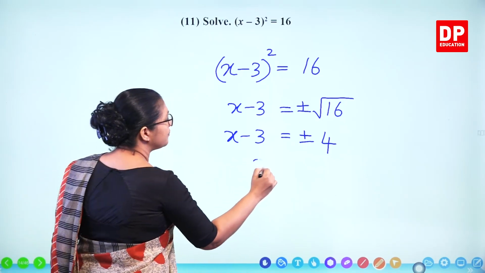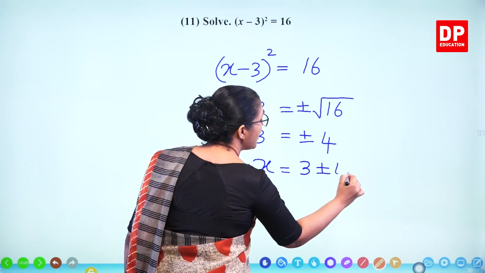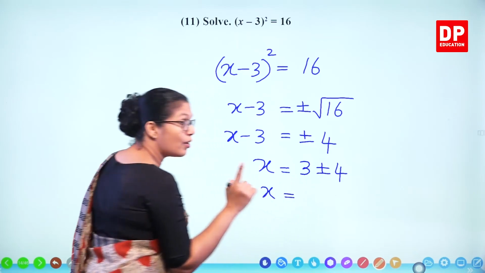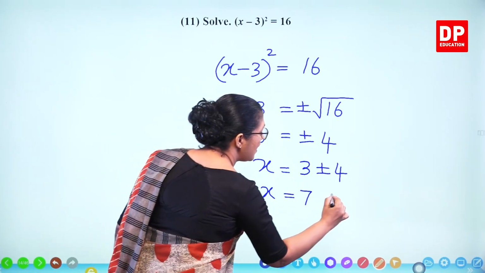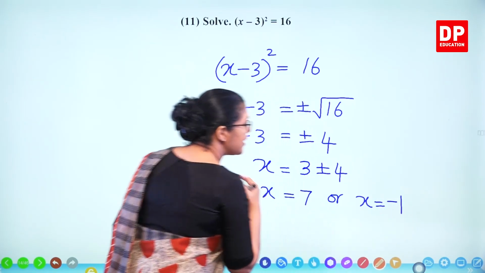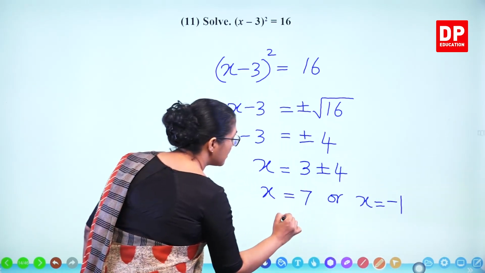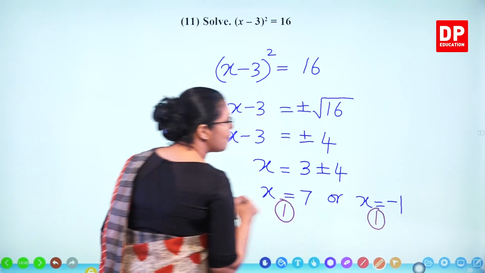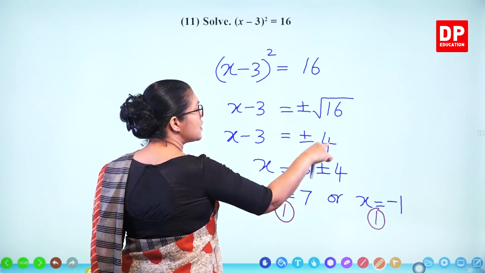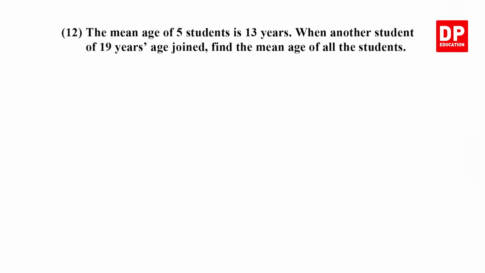So what's x? X becomes 3 plus or minus 4. 3 plus 4, one answer, that's 7, and 3 minus 4, you get minus 1. So 2 marks for both the answers: 1 mark here and 1 mark for this one. So you have to write down both. If you just write down plus 4, you get only 1 mark there. How do you do the next one?